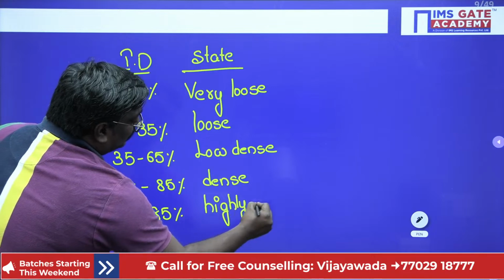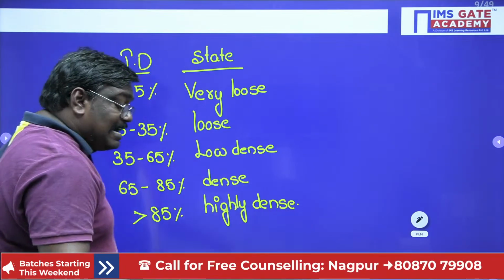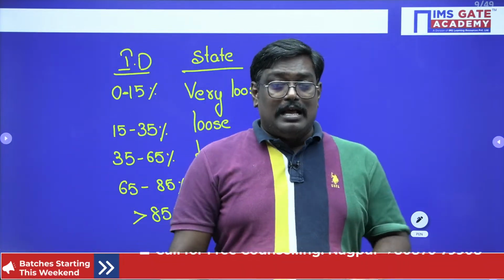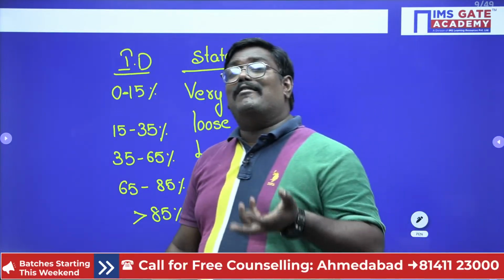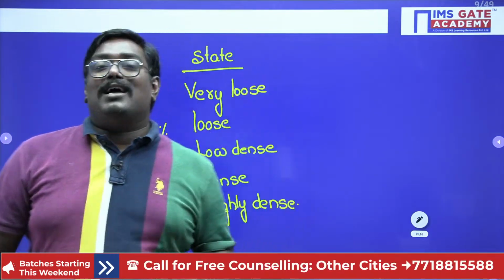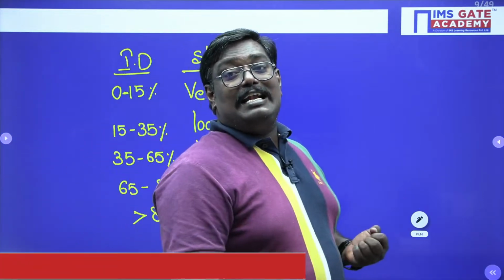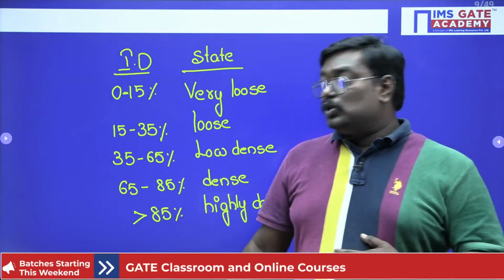So based on the density index, we can identify the densification of the soil. The relative compaction gives an idea of how we can densify the soil by applying compaction. So using the relative density, you will get an idea of how to classify coarse-grained soil.